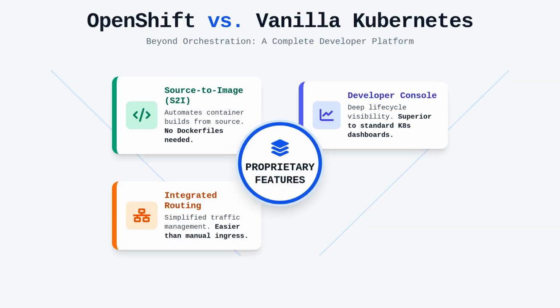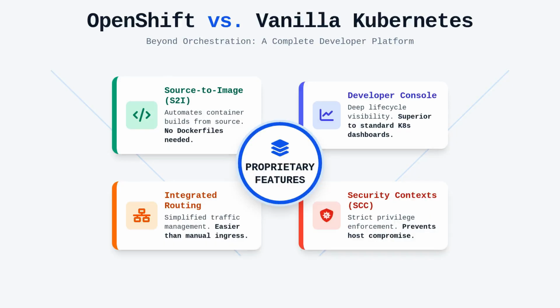The networking layer is handled through integrated routing mechanisms that manage incoming traffic with greater ease than standard ingress controllers might require in a bare-bones environment. Security is also treated as a first-class citizen here, specifically through security context constraints that enforce strict privilege levels, preventing containerized processes from escalating privileges or compromising the host node unexpectedly.